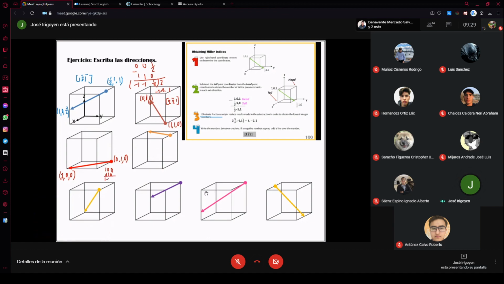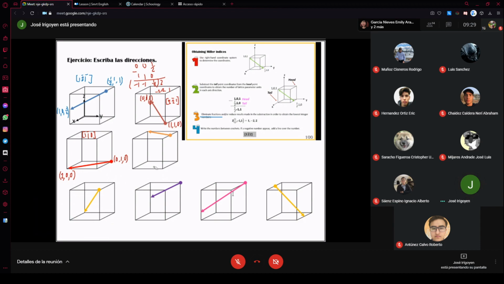1 minus 1 and 0. So the mirror index for this is going to be 1 with this thing, and 0. Okay. So if you don't have questions, as homework, you're going to solve the rest of the exercises. You have 5, right? I think it's quite easy to see.